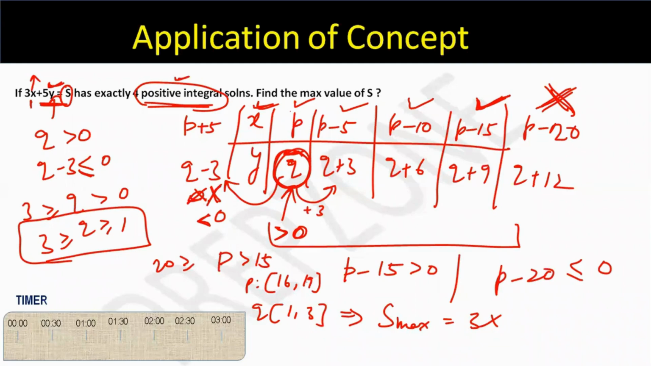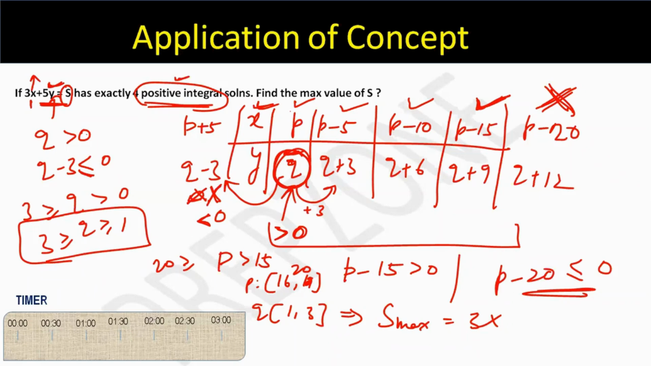Okay, sorry. This has to be 20, right? Because p is less than or equal to 20. So this has to be 20. So these are the possible values of p: 16, 17, 18, 19, 20, and the 3 possible values of q, which are 1, 2, 3. You just know these values now.